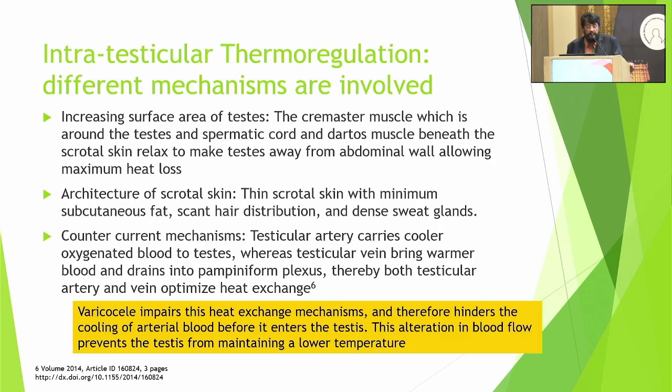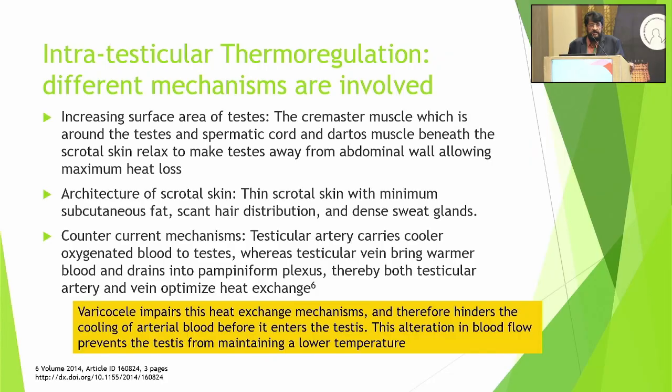There is a counter-current mechanism there, because the testicular artery carries cool oxygenated blood to the testes, and the testicular vein brings warmer blood away from the testes. This counter-current mechanism controls the heat exchange. So what does varicocele do? It disturbs this heat exchange mechanism and therefore hinders the cooling of the arterial blood before it enters the testes. This alteration in blood flow prevents the testes from maintaining the lower temperature. As I already highlighted, temperature maintenance is very important for proper spermatogenesis.